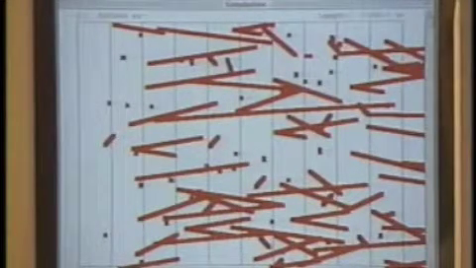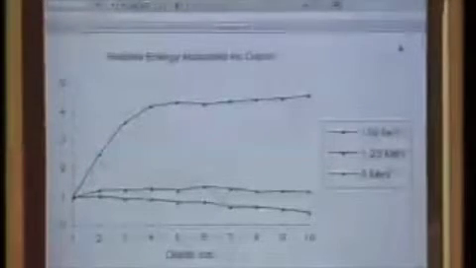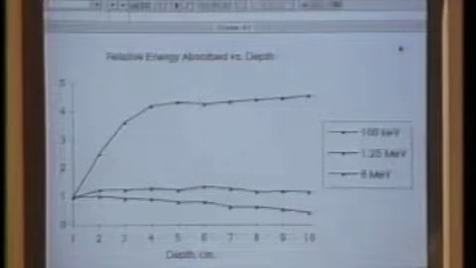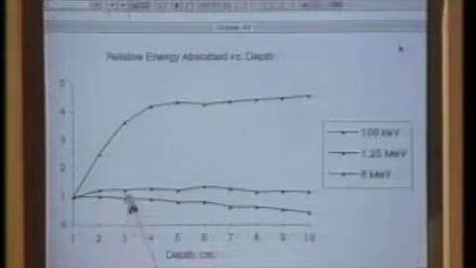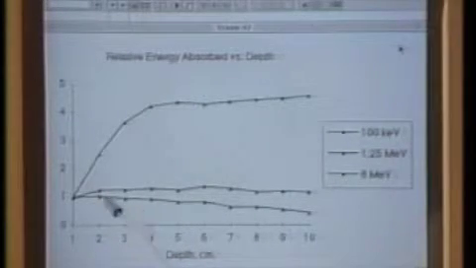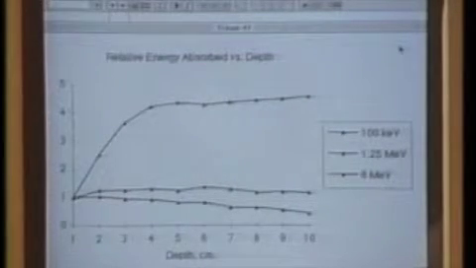We can see this if we look at a plot which shows the relative dose versus depth for photons of these three energies. For the lowest, the 100 kilovolt or orthovoltage, the entrance or skin dose is higher than in the deeper parts of the phantom. For the cobalt-60, the dose versus depth is roughly constant. And for the 8 MeV photons, the dose increases dramatically with depth. These plots are for a parallel beam of photons, which means the source to skin distance is infinite. In actual practice, the dose falls inversely with the square of the distance from the source.